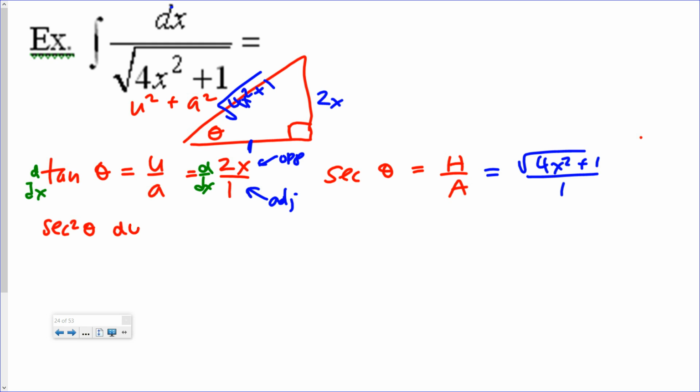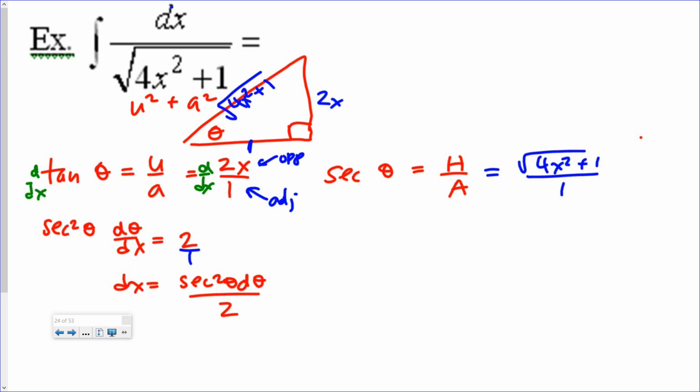Secant squared theta d theta dx. What's the derivative of 2x? 2. Over here, just like u substitution, you're going to solve for dx. But just like u substitution, you want to use real algebra, not that fake stuff. So dx actually is equal to secant squared theta d theta over 2, I believe, if I did it right.